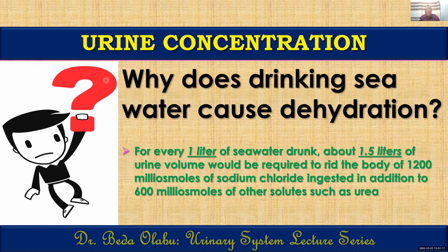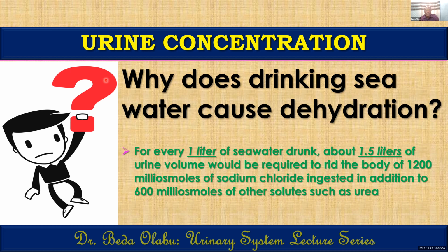However, seawater has a lot of salts in addition. When you take seawater, we add another 1,200 milliosmoles of sodium chloride into the body, in addition to the 600 milliosmoles of solutes that must be eliminated per day. So you realize that we have about 1,800 milliosmoles that the body must eliminate per day if you take seawater. With that in mind, you will require a lot of water to eliminate the high volume of solutes. If you do the arithmetic, you will notice that for every 1 liter of seawater that we take, the body will have to eliminate 1.5 liters of urine.